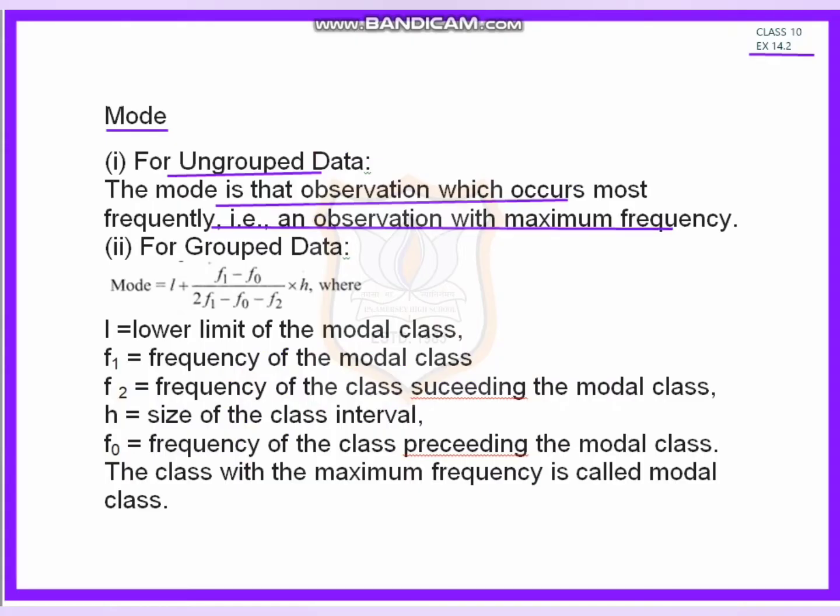Maximum frequency. For group data, we have a formula. The formula is L plus (F1 minus F0) upon (2F1 minus F0 minus F2) into H. Here L is the lower limit of the modal class, F1 is the frequency of the modal class, F2 is the succeeding frequency, H is the class interval, and F0 is the preceding frequency.